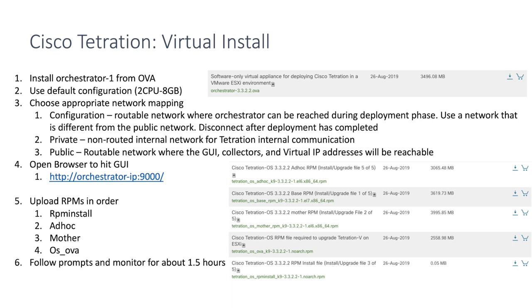So a quick note, the orchestrator and RPM files can be found in the major releases of Cisco Tetration on CCO. The other versions will contain RPM upgrade files, and the ingest, edge, and export OVAs that we've been talking about can be found in other versions as well as the major releases.